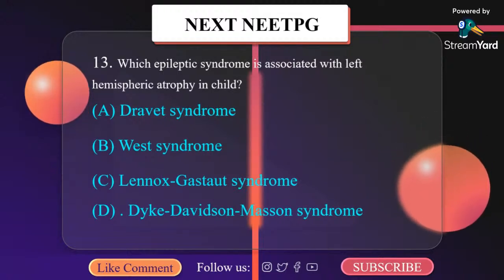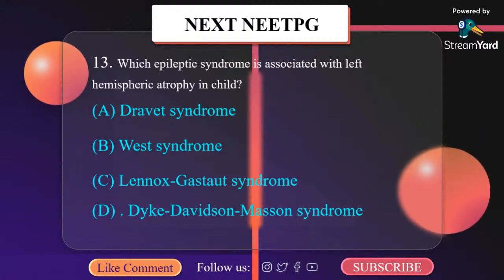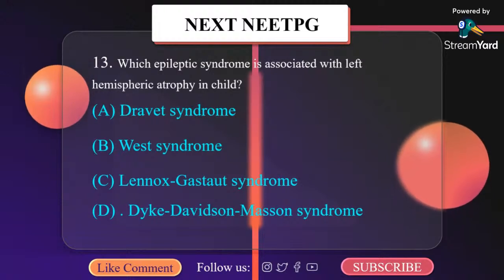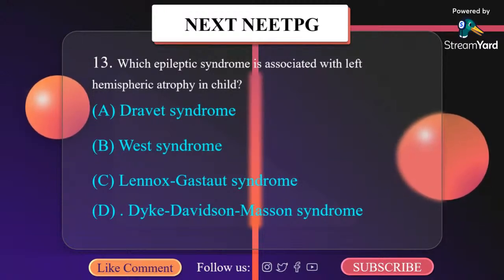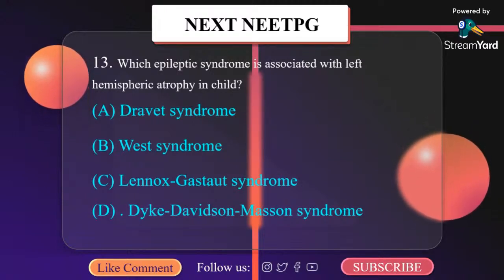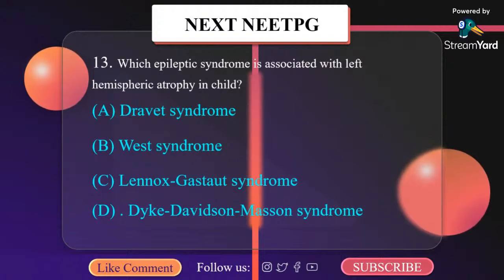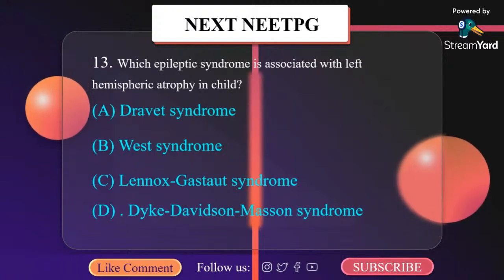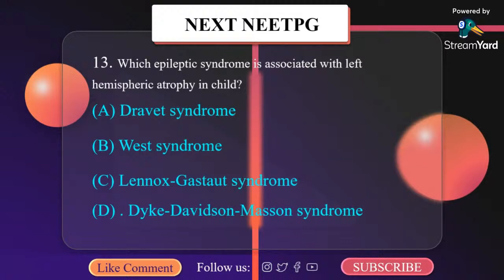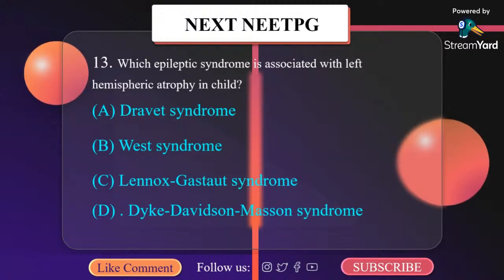Now, which epileptic syndrome is associated with left hemispheric atrophy in a child? A. Dravet syndrome. B. West syndrome. C. Lennox-Gastaut syndrome. D. Dyke-Davidson-Masson syndrome.